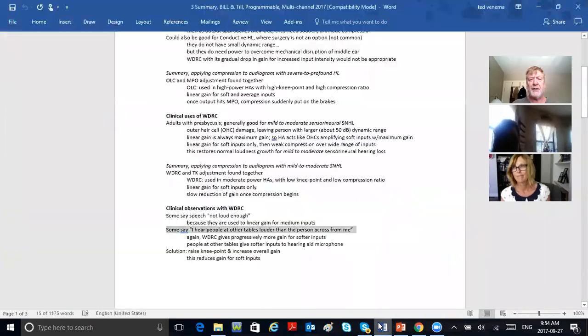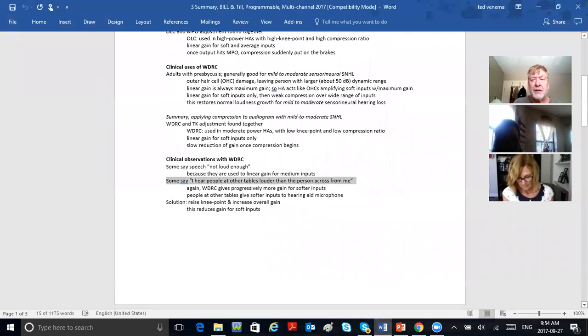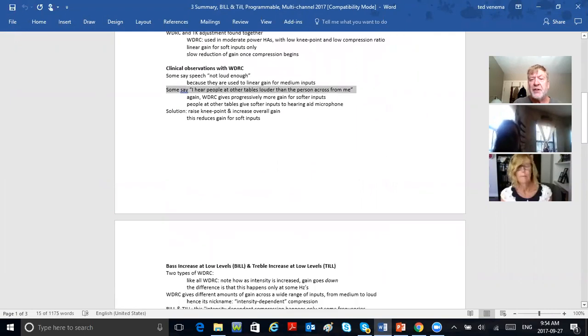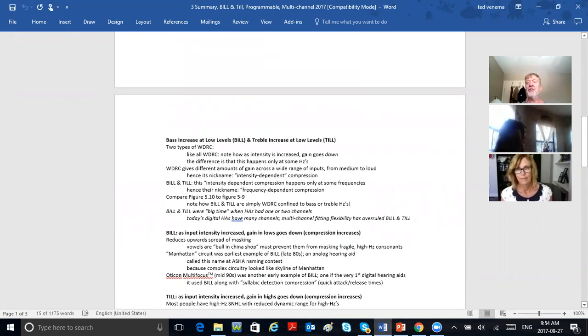Share screen again. Okay, what else can I talk to you about here? Okay, we can now move further down, get onto page 2, and here we go. Let's talk about 2 kids, 2 twins, Bill and Till. Bill came first. Till was born about a year later. Okay, they're brother and sister. And what they mean is bass increase at low levels or treble increase at low levels.